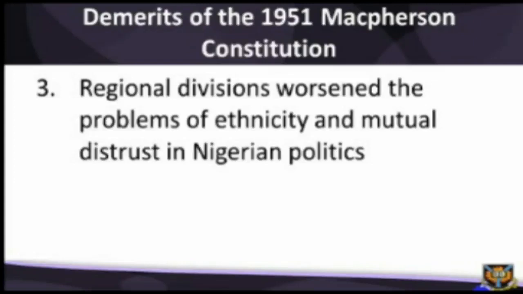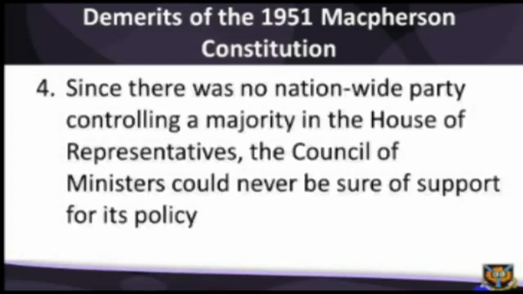The provision whereby ministers were nominated by their regional legislatures was indeed a great defect, because they tended to give their loyalty to their parties and the regions from which they came, as well as go against the principle of universal suffrage. Furthermore, since there was no nationwide party controlling a majority of the House of Representatives, the Council of Ministers would never be sure of support for its policies.